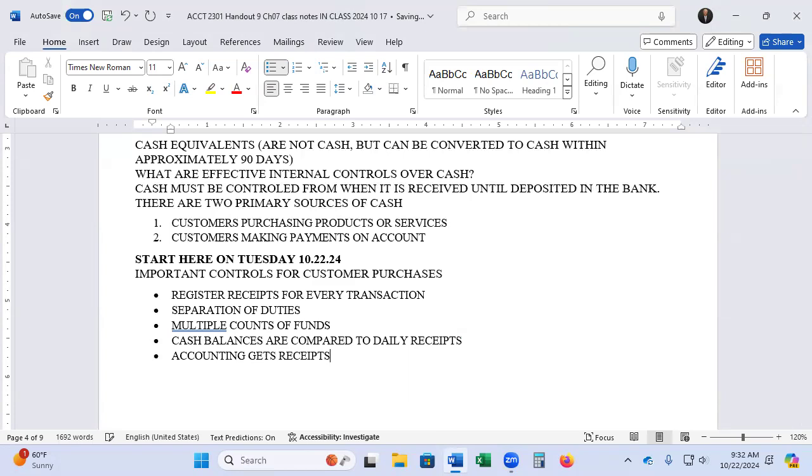Accounting gets receipts, but doesn't handle cash. The last one would be bank reports are reconciled and differences are investigated immediately.